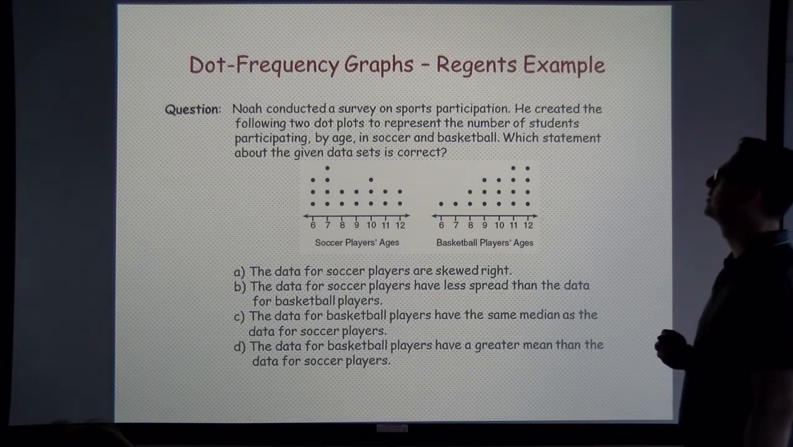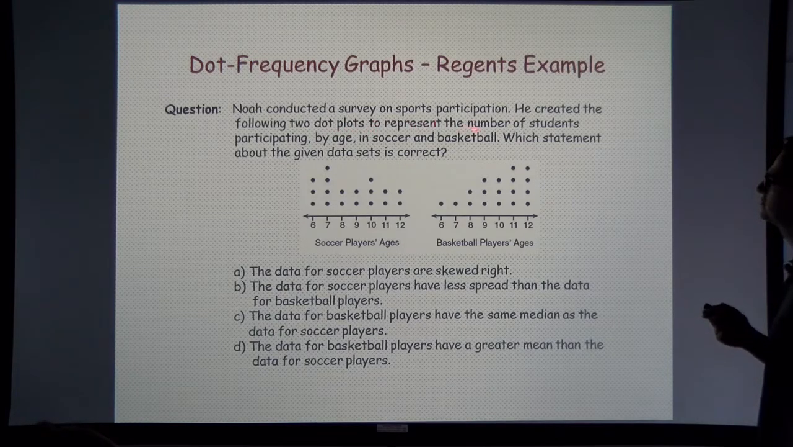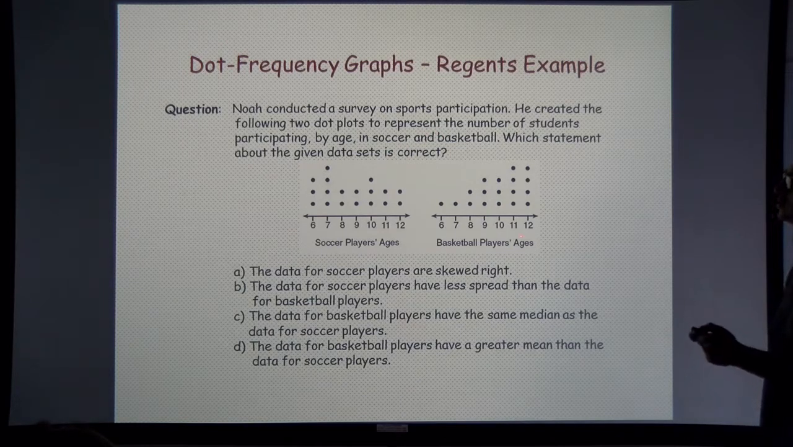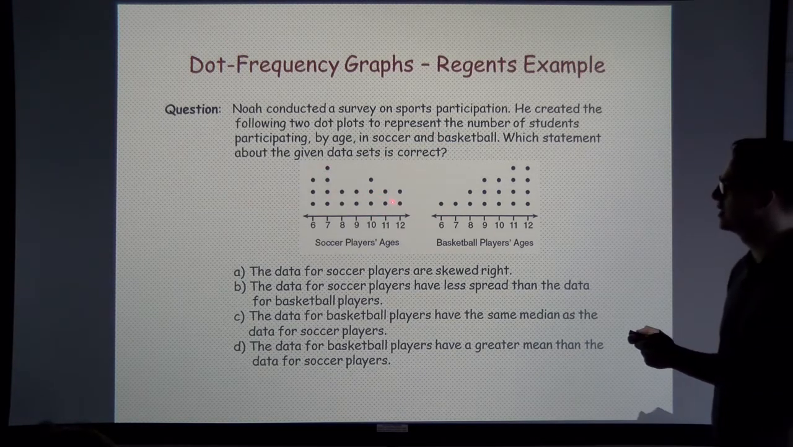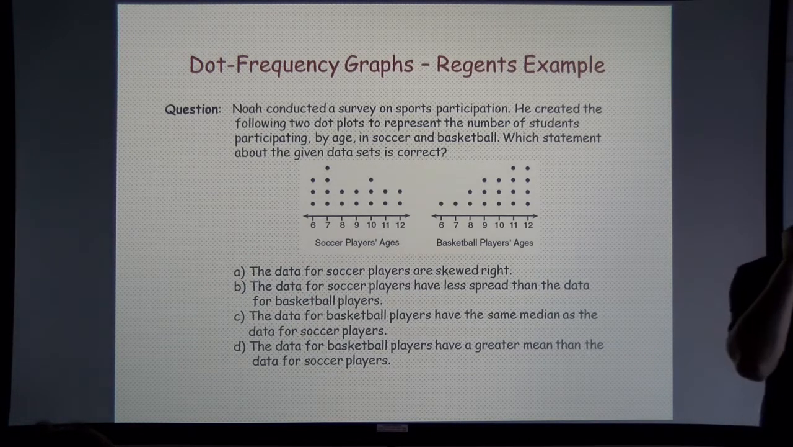So, a question we have here is: Noah conducted a survey on sports participation. He created the following two dot plots to represent the number of students participating by age in soccer and basketball. Which statement about the given data sets is correct? So look at your two dot frequency graphs and the choices that you have here, and let's see which statement is true.